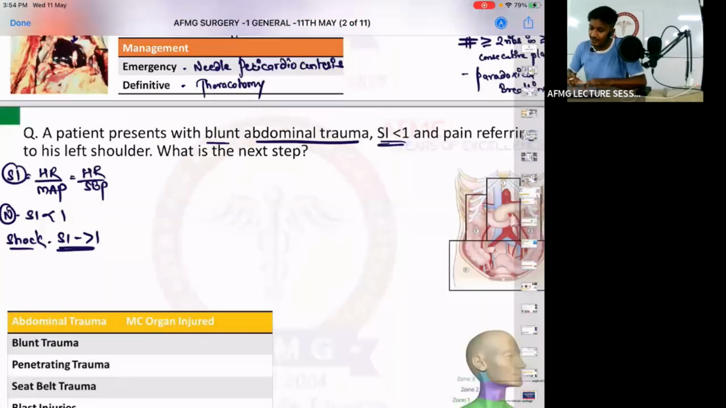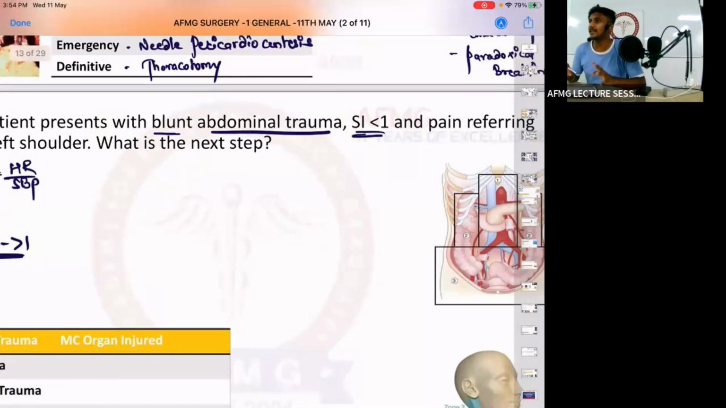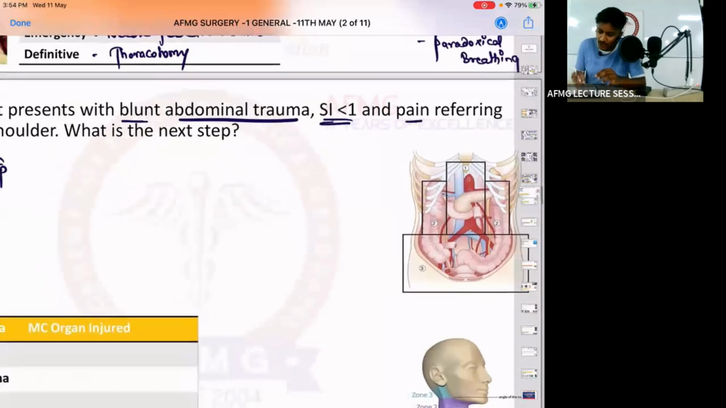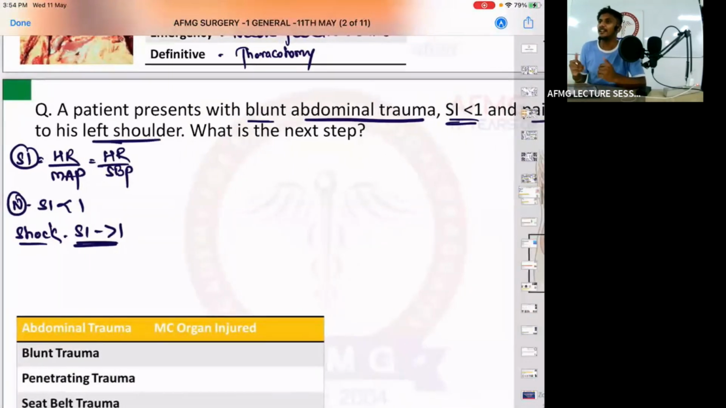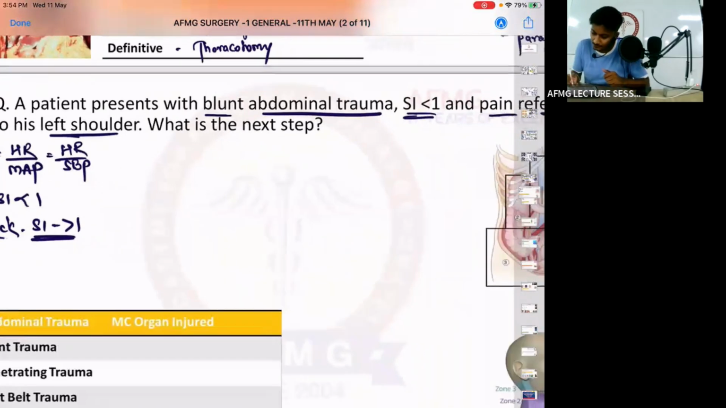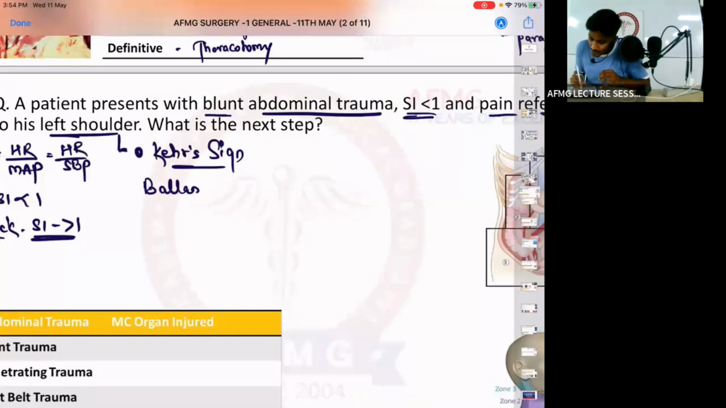ठीक है? So here they have said that the patient has a shock index of less than 1. That means the patient is hemodynamically stable. And he has pain which is referring to the left shoulder. So pain referring to the left shoulder on extending the left leg. It is called as which sign? It is known as the Kehr sign. Very good. This is known as the Kehr sign. So Kehr sign, or the other one is the Ballance sign. These are features of which injury?